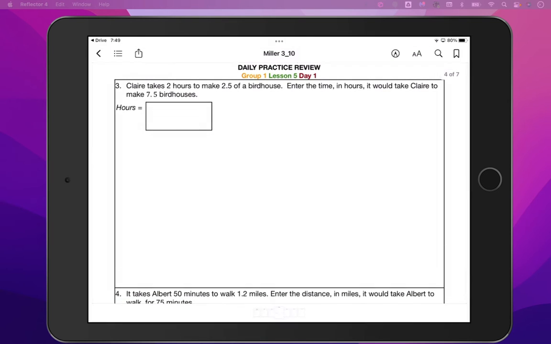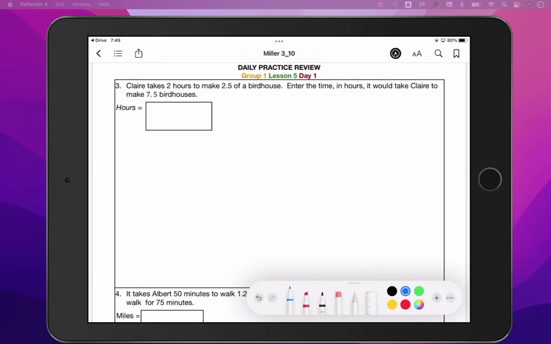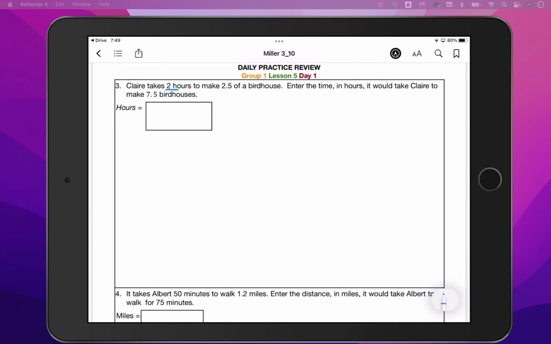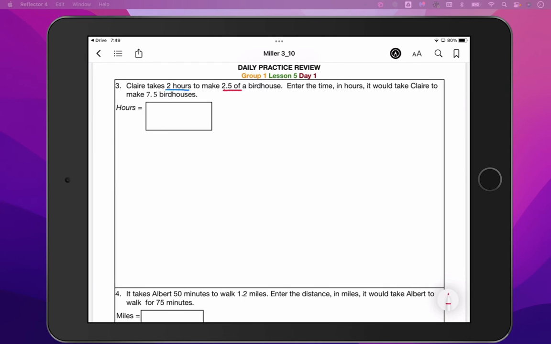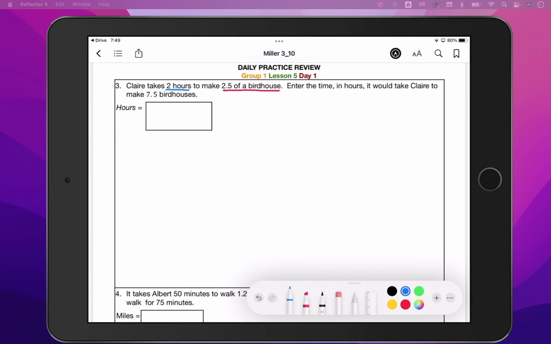Okay, so number 3, we've got Claire takes 2 hours to make 2.5 birdhouses. And so it looks like our labels are going to be hours and birdhouses. So let's figure that out. So we've got 2 hours to make 2.5 of a birdhouse. That's kind of weird. Anyway, how do you get 2.5 birdhouses? I don't know. Okay. Enter the time in hours.